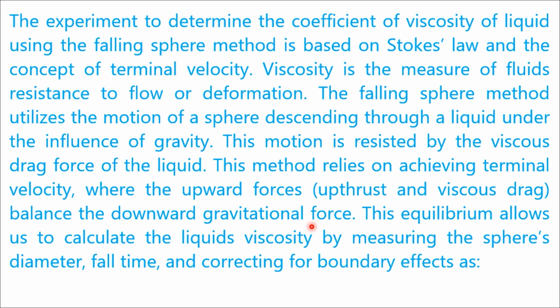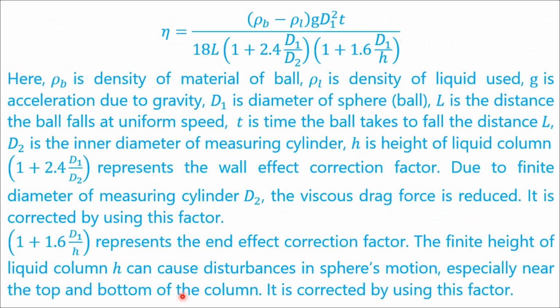This equilibrium condition allows us to calculate the liquid's viscosity by measuring the sphere's diameter, fall time and correcting it for boundary effects as eta equal to (rho b minus rho l) into g d1 square t divided by 18L into (1 plus 2.4 d1 over d2) into (1 plus 1.6 d1 over h).